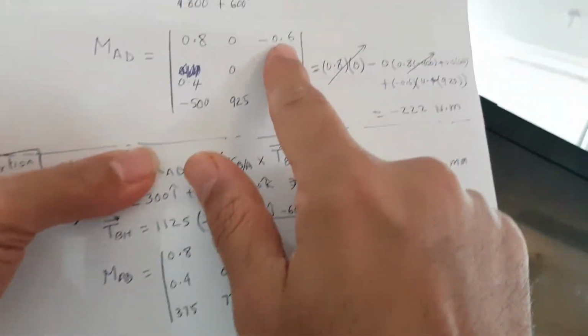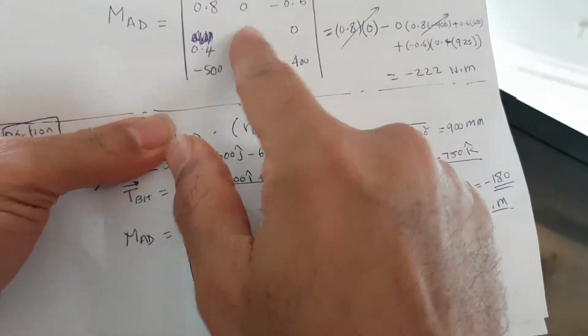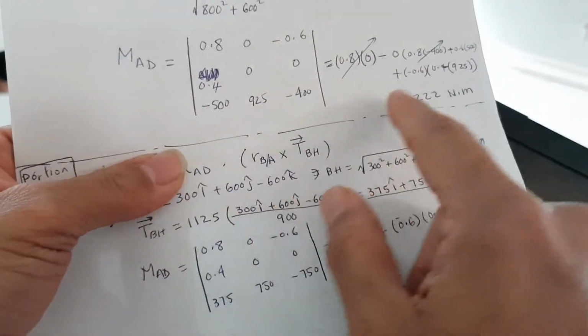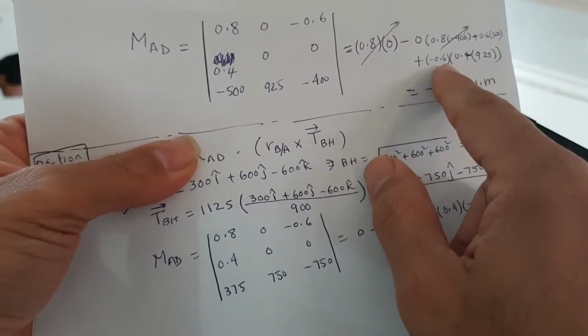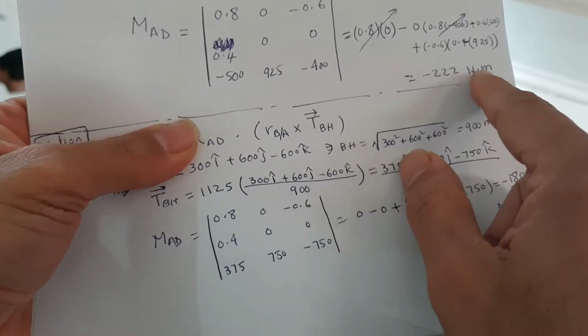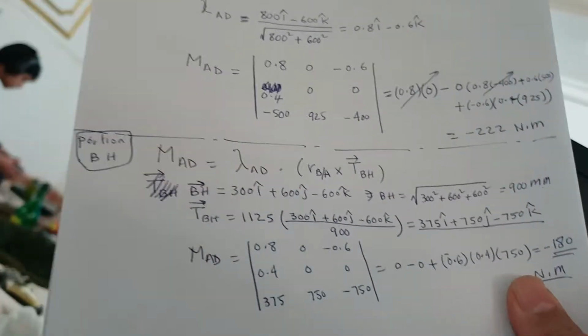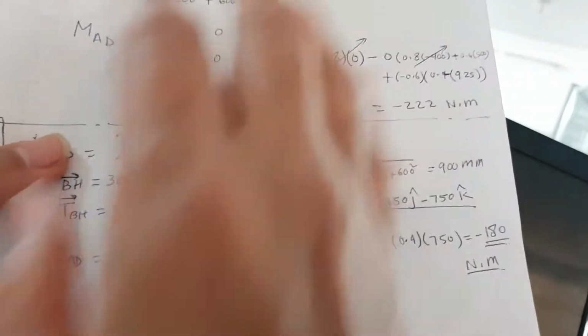We'll do the last one, minus 0.6. 0.4 times 925 and minus 0 times, so it's 0.4 times 925. So 0.4 times 925 times minus 0.6 will give you minus 222 Newton meter. This is the answer for the first part of the question.